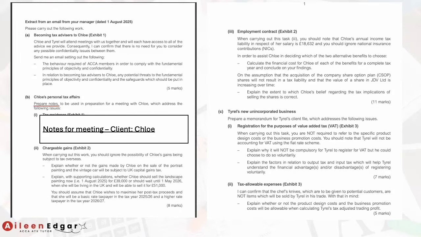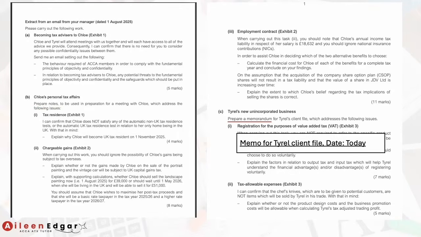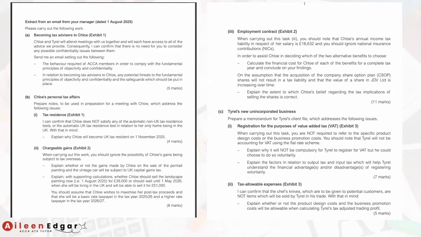In B, we need notes for a meeting. So I would just put notes for meeting, client, Chloe, as a header before I start to write my answer for part B. And in C, we need to prepare a memo for our client file. So I just write memo for Tyrrell, client file, date today, put that as a header before starting my answer. Now, we don't need big lengthy introductions. We don't need a lovely conclusion at the end of the whole 50 marks where you summarise what you have done. You maybe do that for other subjects. You don't need to do that for advanced tax.